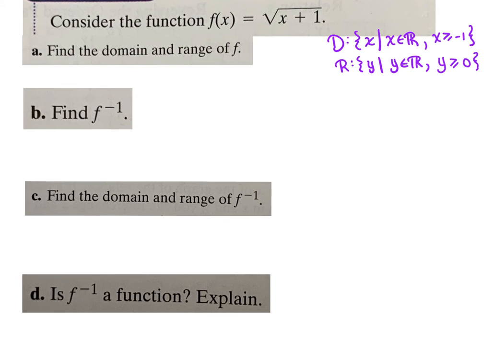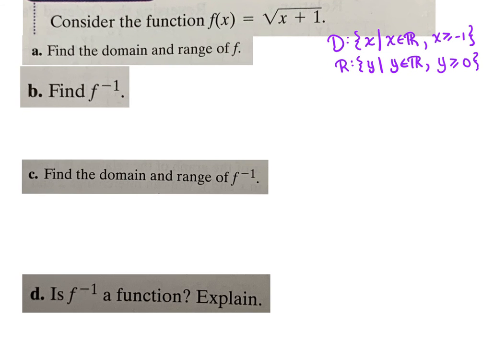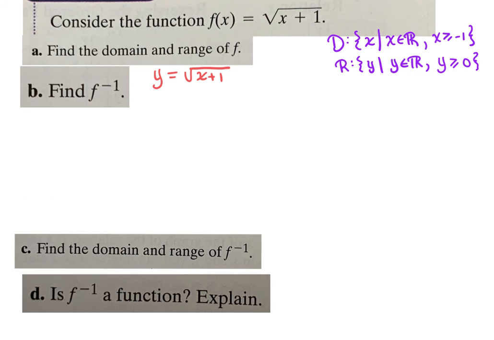I'm going to take this original function that they gave me, and I'm going to write it a little bit differently. Instead of f of x, I'm going to write y, because my step is to switch x and y. So now I'm going to switch my x and y. I'm going to say x equals the square root of y plus 1.